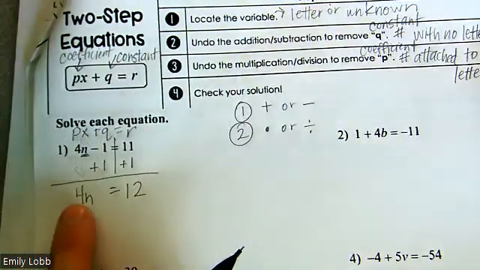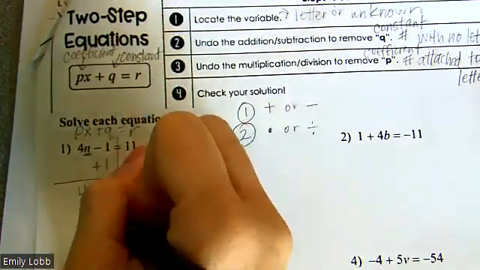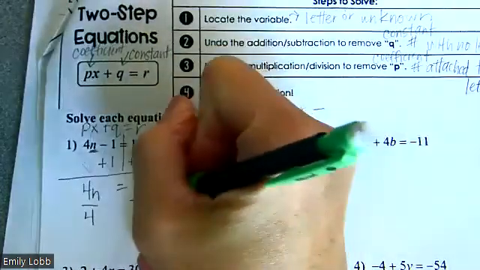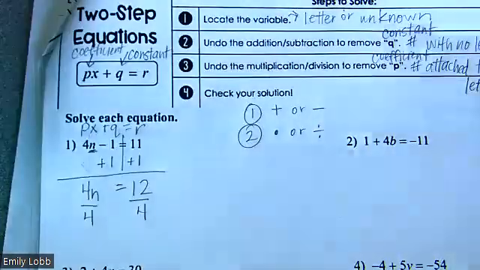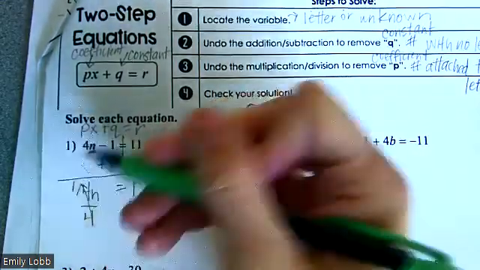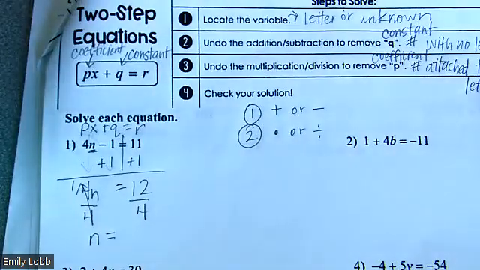How do we get rid of this coefficient? It must be multiplied by 4. So what do we have to do to both sides? The inverse of that, the opposite of that. We have to divide both sides by 4. We divide both sides by 4 because 4 divided by 4 is what? 1. So n, or 1n, is equal to, what's 12 divided by 4?